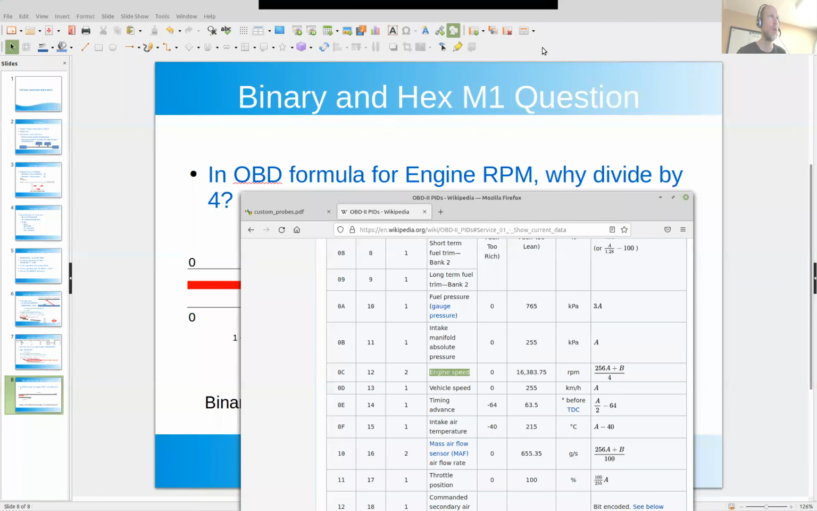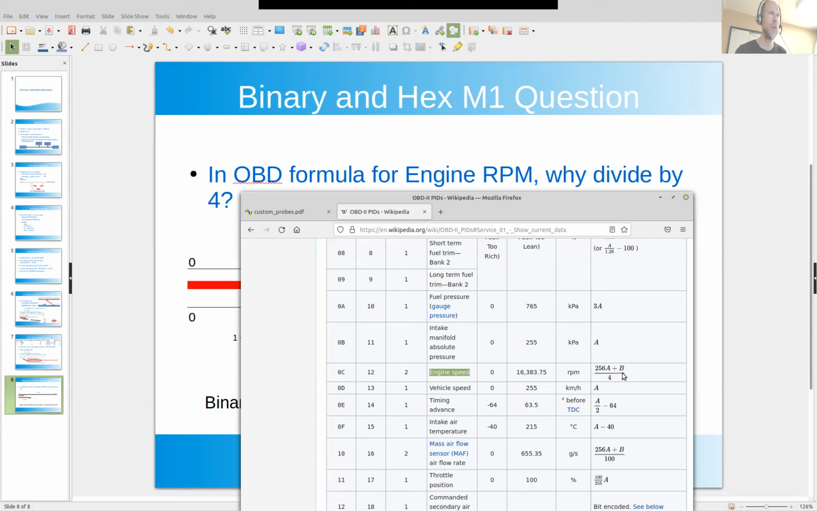Hello everyone. For binary and hex module 1, I received a question from a viewer, and the question is, in the OBD formula for engine RPM, why divide by 4? What is meant is that if you go to OBD PIDs on Wikipedia, service 01, and then PID 0C is the engine speed, we see that in the formula, the 2 bytes are taken, the integer value is calculated, but then it is divided by 4. And the question is, why 4?